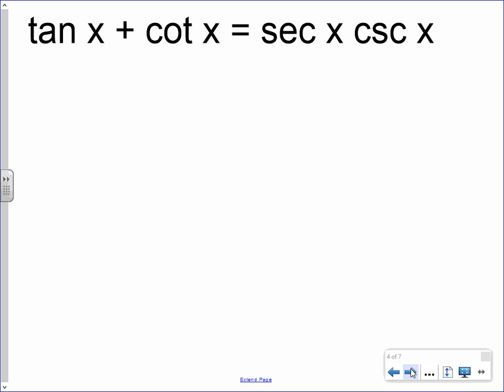Now, without actually writing anything down, I'd like you to take just a few moments at your pod and talk about some different things that you can do. Which side do you think you would want to start on, and what could you do with that particular side? Ready, set, go.